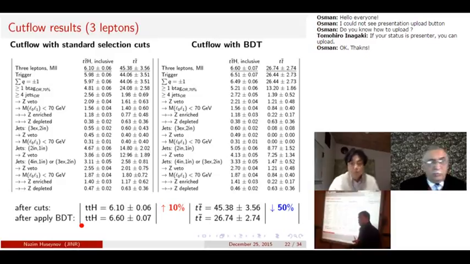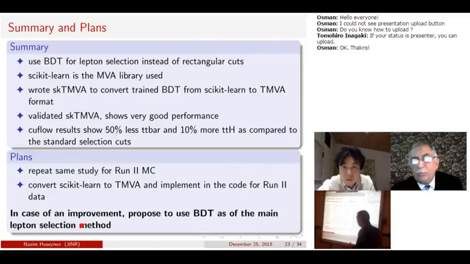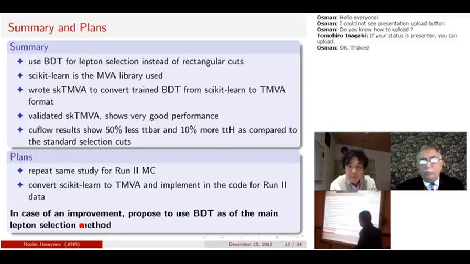Summary: we use BDT for lepton selection instead of rectangular cuts, which means the standard selection cuts. Cut flow results show 15% less ttbar and 10% more ttH compared to the standard selection cut. And our plans are to repeat all this research for Run 2, applying scikit-learn and our BDT for Run 2. In case of improvement, we will progress to using BDT as the main lepton selection method. Next slide. Next.